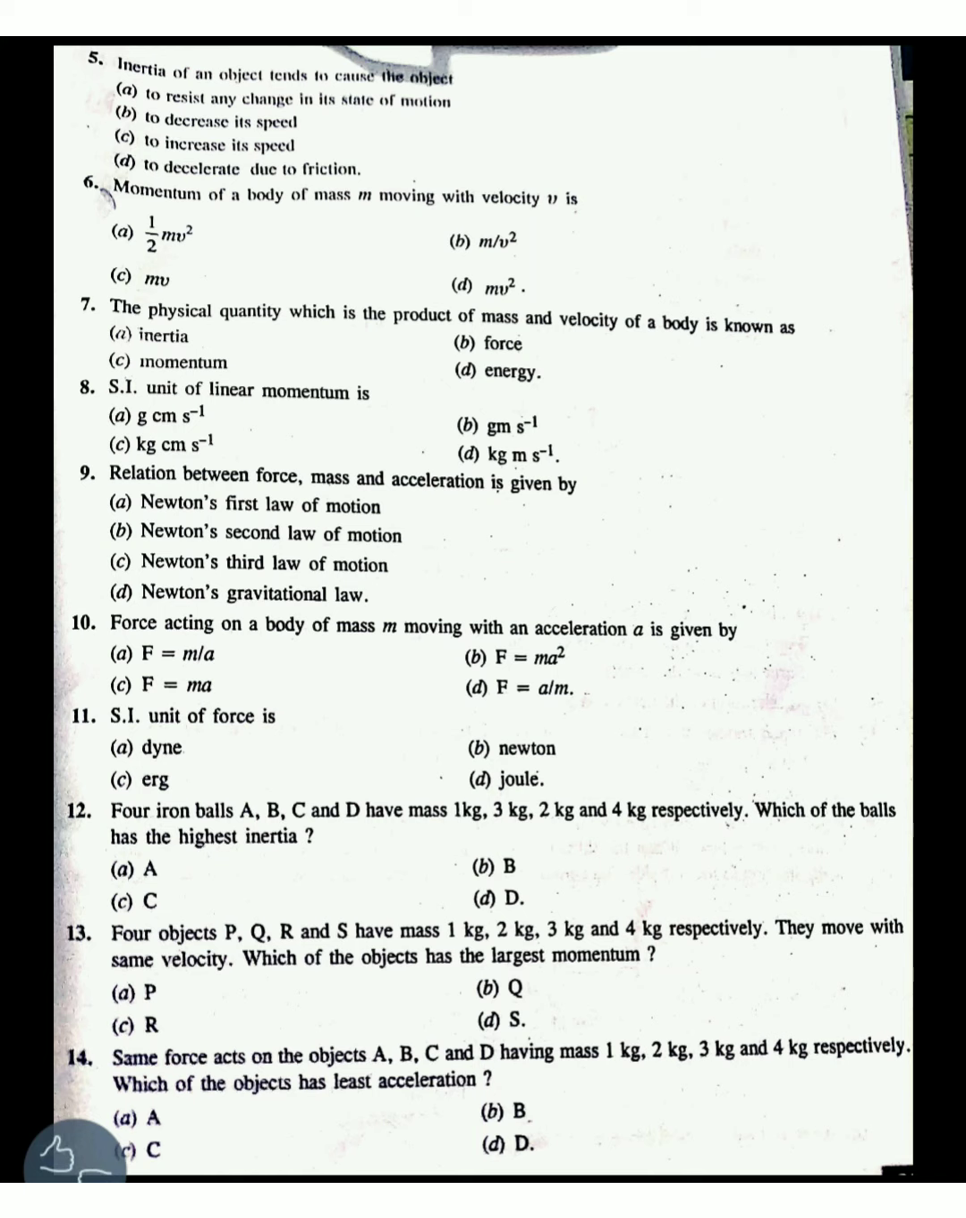Inertia of an object tends to cause the object to resist change in state of motion, decrease speed, increase speed, or decelerate due to friction. Now sixth question: momentum of a body of mass m moving with velocity v is given by. Find out which formula is correct. The physical quantity which is the product of mass and velocity of a body is known as. Find the option. Now next question: SI unit of linear momentum is, read that and find out.